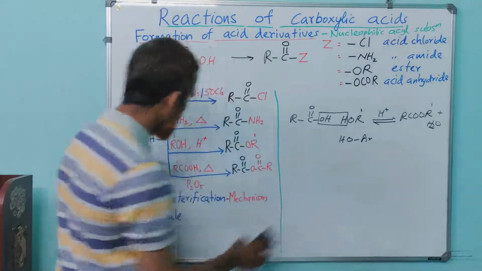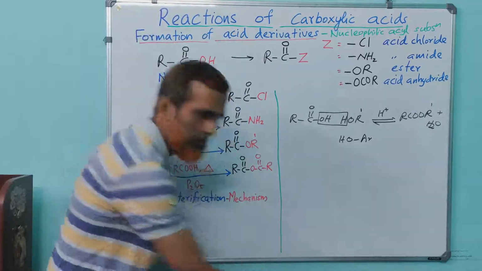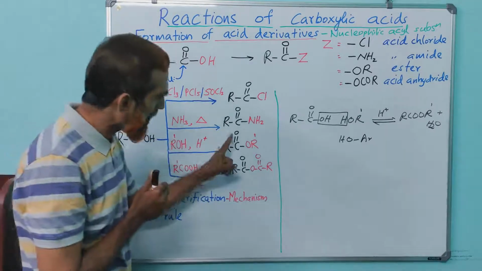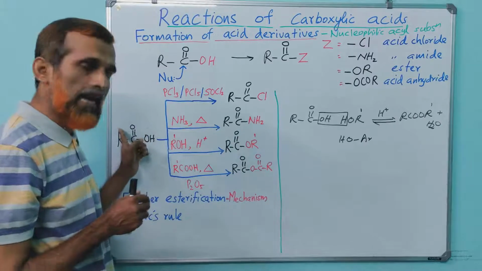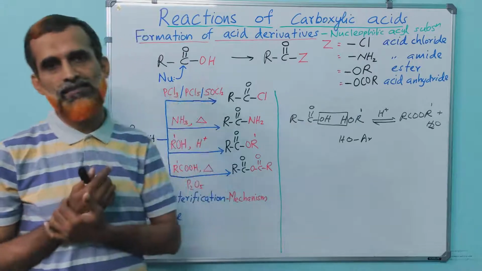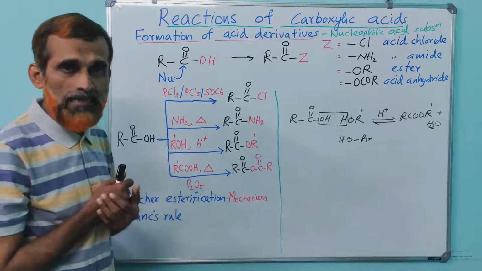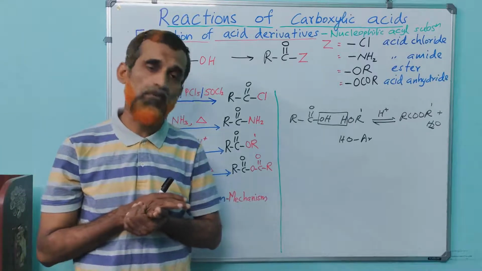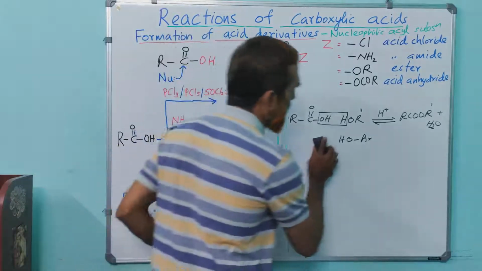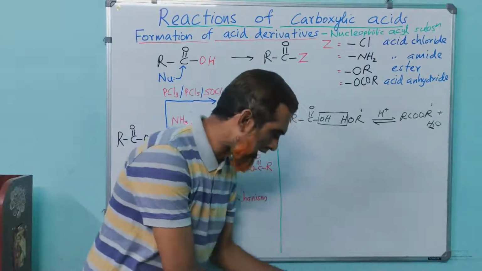In this connection we have what is called Fischer esterification and its mechanism. What is Fischer esterification? It's the same thing: formation of ester by treating carboxylic acid with alcohol in presence of an acid catalyst. No other dehydrating agent. If you are using an acid catalyst, then it is known as Fischer esterification. So acid catalyzed esterification is Fischer esterification. We have the mechanism.